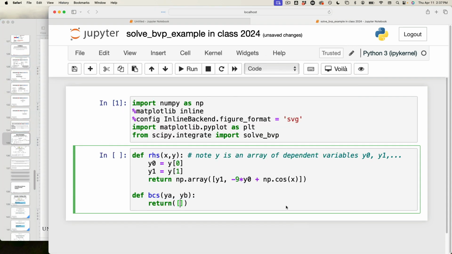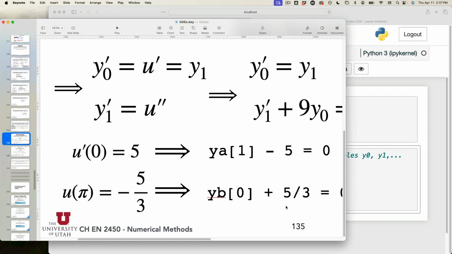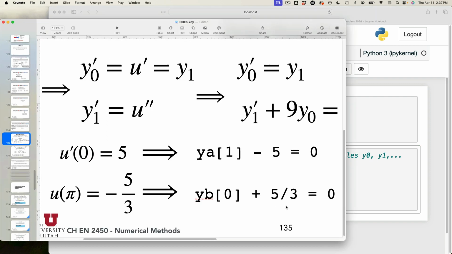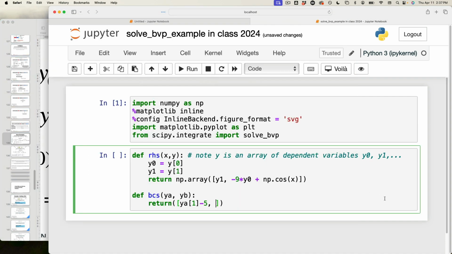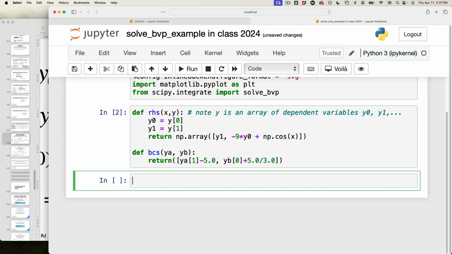So you just return ya1. That's u prime at 0. The 1 is the first derivative, and ya means that this is at the first point, the left end point. So ya1 minus 5, and the second one, it's in residual form, so of course it's equal to 0. And the second one is yb0 plus 5 over 3. So yb0 plus 5 over 3. I'm going to put 0.0 over here.